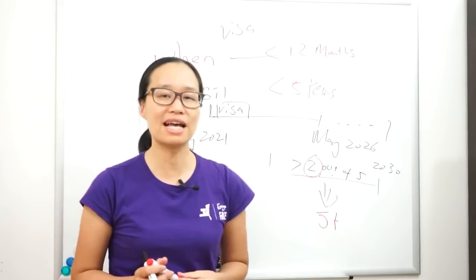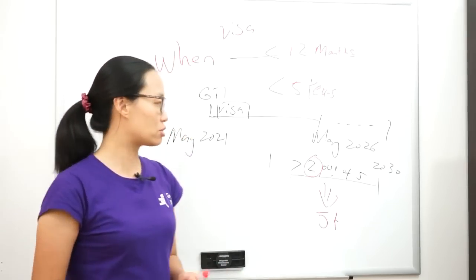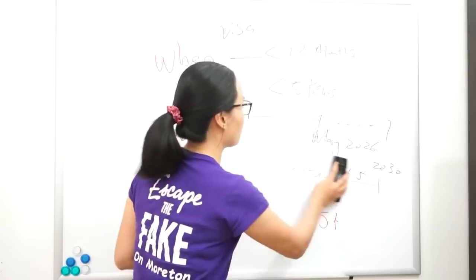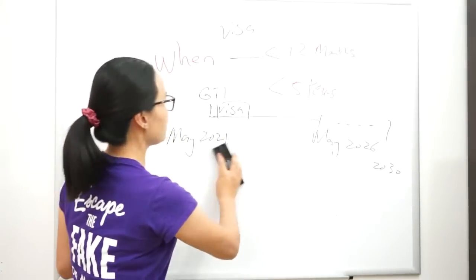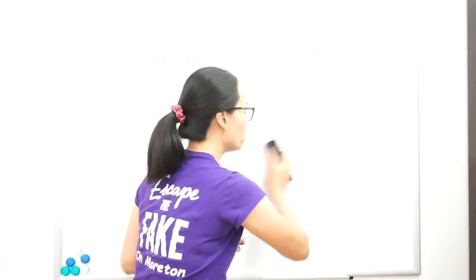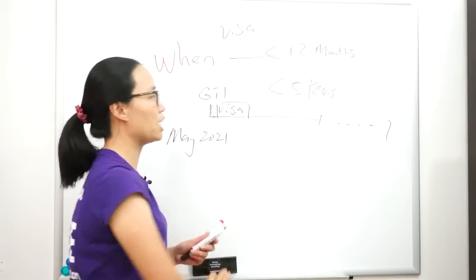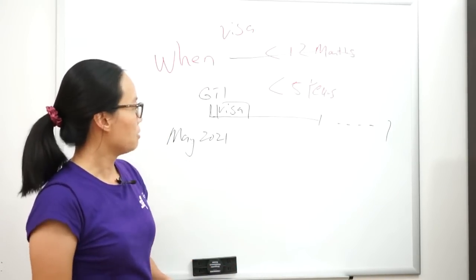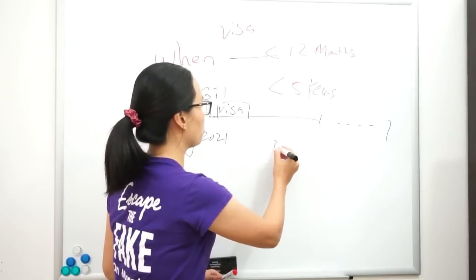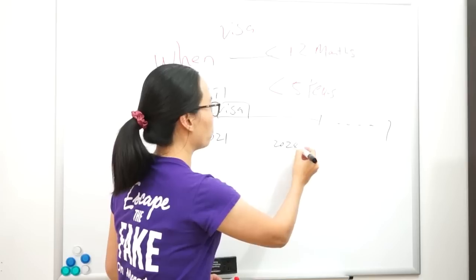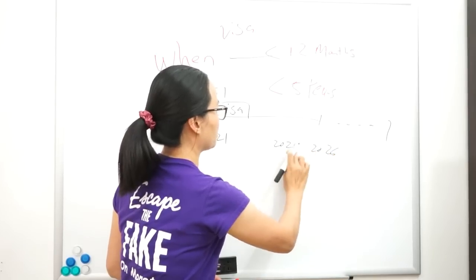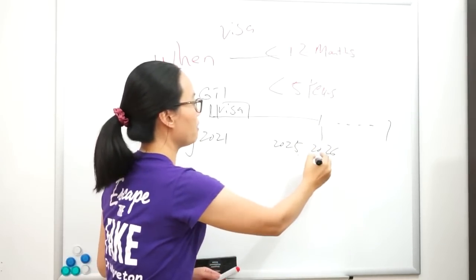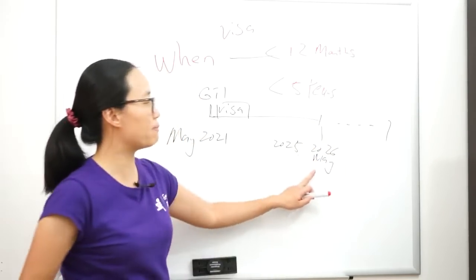Now, what happens if someone could not stay in Australia 2 out of 5 years? That's a very common question asked by a lot of our candidates. In this case, someone says, okay, I can't stay in Australia that long. So my visa was granted to May 2021, but I actually want to come to Australia in 2024. All right, let's say 2025.